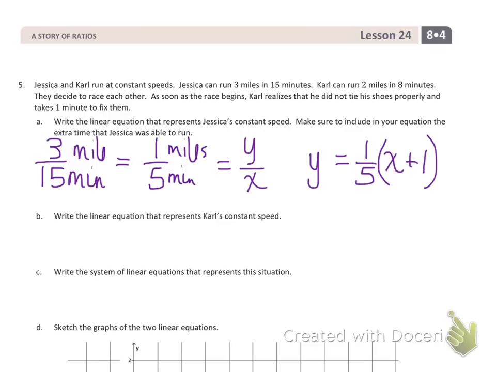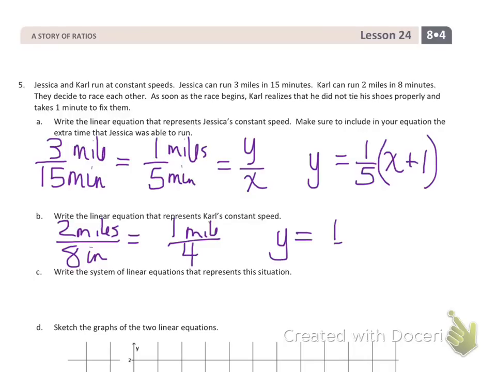Okay, and so then the linear equation that represents Carl's constant speed would be his rate, which is 2 miles in 8 minutes, which is the same thing as 1 mile in 4 minutes. So Carl's equation would be y is equal to 1/4 times x, the time. So he goes 1 mile every 4 minutes. Okay, so distance equals rate times time.